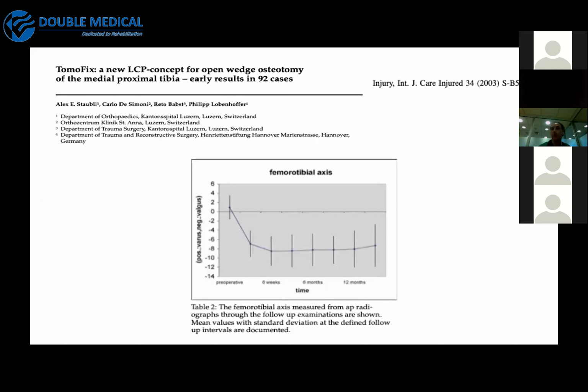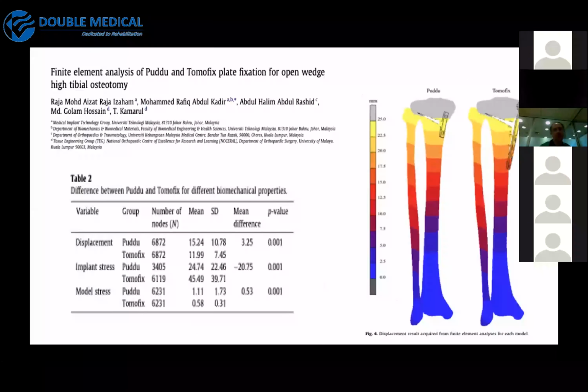So they showed that the plate is very rigid, it's very secure, and there are very, very small rates of non-union and further displacement. There are a couple of biomechanical studies comparing the Puddu plate and the TomoFix, and they found there is less displacement with the TomoFix than the Puddu, and the construction that we do with the TomoFix is more rigid. Some concerns have been raised about healing in the TomoFix plate. This is in biomechanical studies.